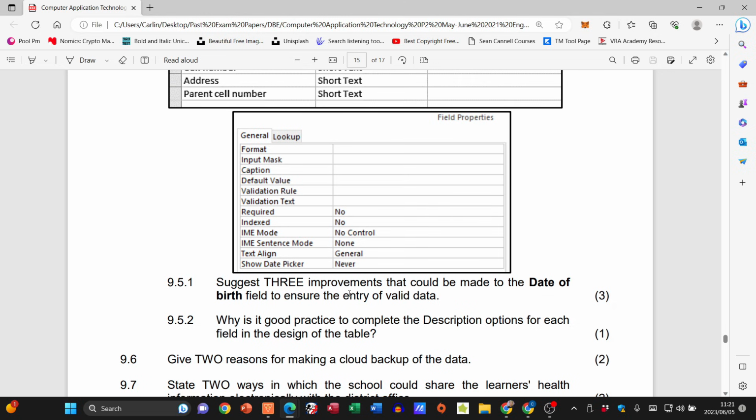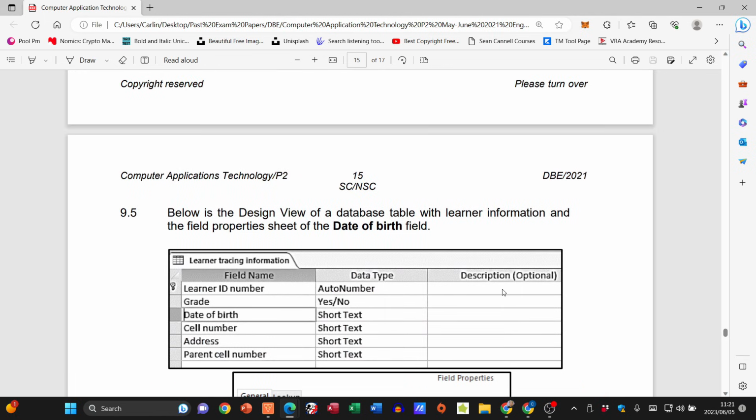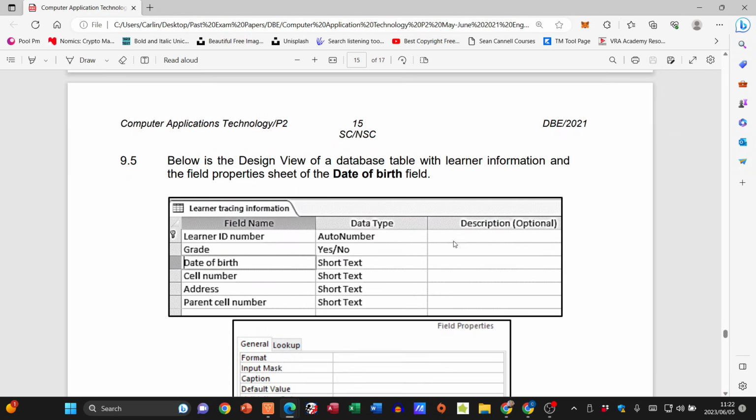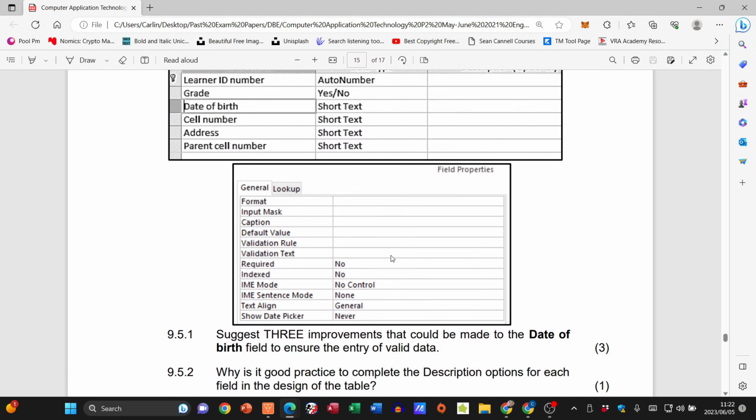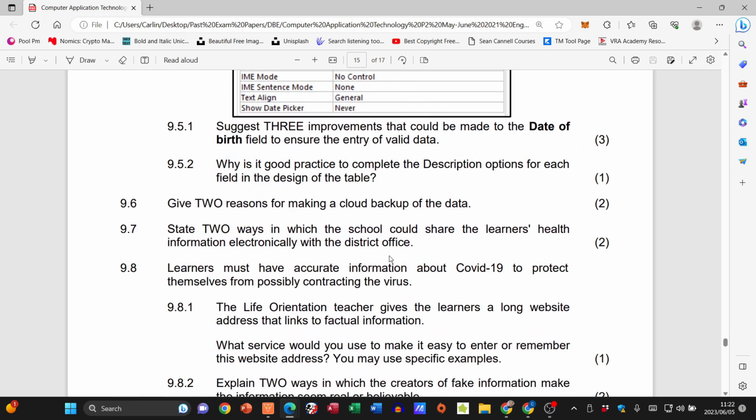Then the next one, why is it good practice to complete the description options for each field in the design view of our table? So this section over here, why is it good practice for us to do that? Well, when somebody is going to be working in this area, it's actually good to complete this so that they understand what you are actually requiring from these particular fields. So somebody might not fully understand, but if you put in a few notes here, then they know, this is what it's trying to get from the learner. This is the type of data that they are actually looking for. So it just helps with the understanding of the data that's required for the records.